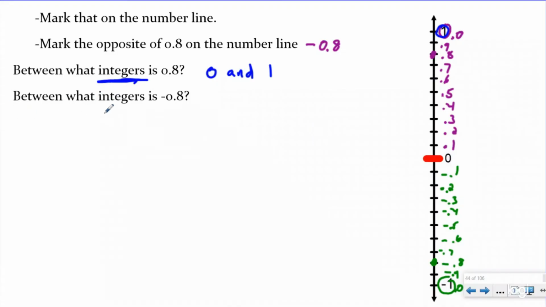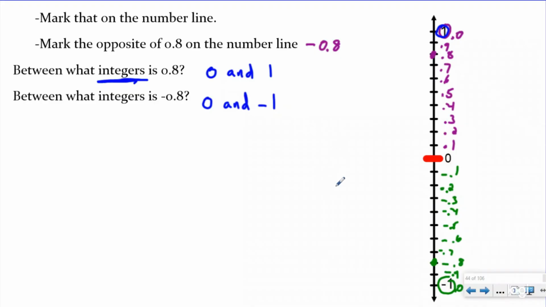So my next question says, between what integers is -8/10? So again, I have 0 because 0 is an integer, and my next integer would be -1 whole, and -8/10 is between those on my number line. So this one would say 0 and -1. So that's how we graph rational numbers.